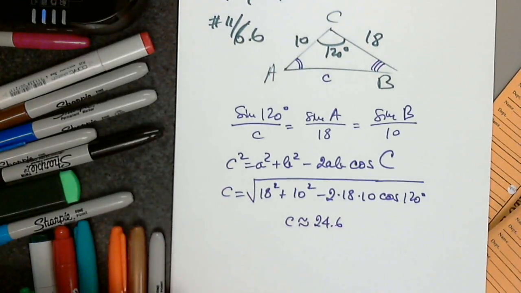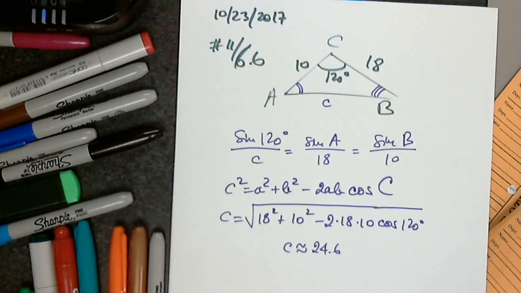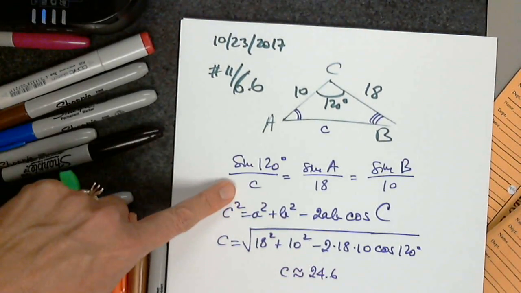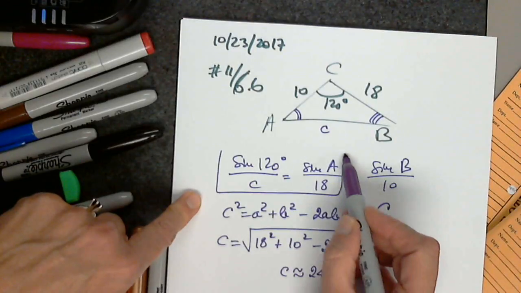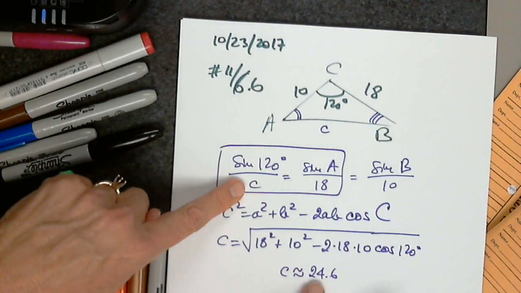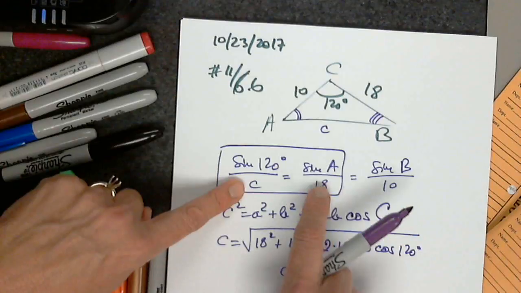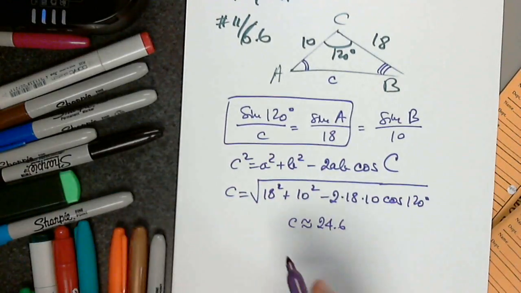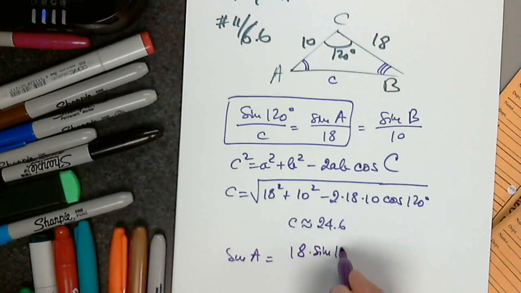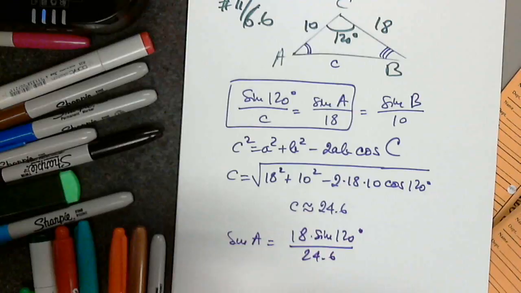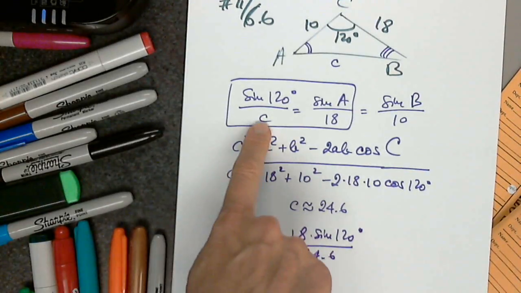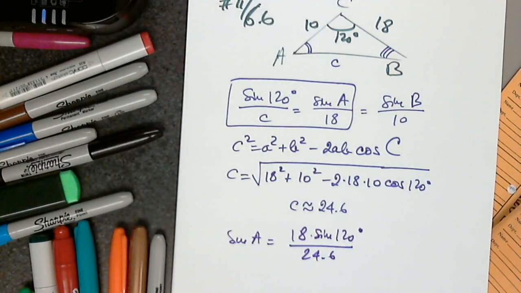Very good. So now I can continue applying law of cosines if I want to, or I can go back to law of sines. Now I can, because I have C. So if you look at this proportion, I have C, which is this piece, and I can cross multiply to get sine A. So I will write sine A equals 18 times sine 120 divided by 24.6, because I have this piece now. I can cross multiply.